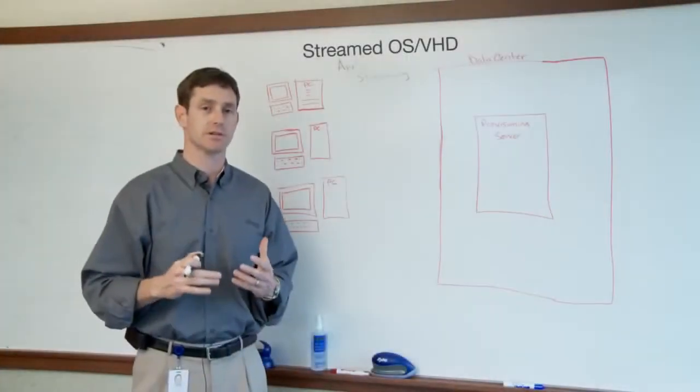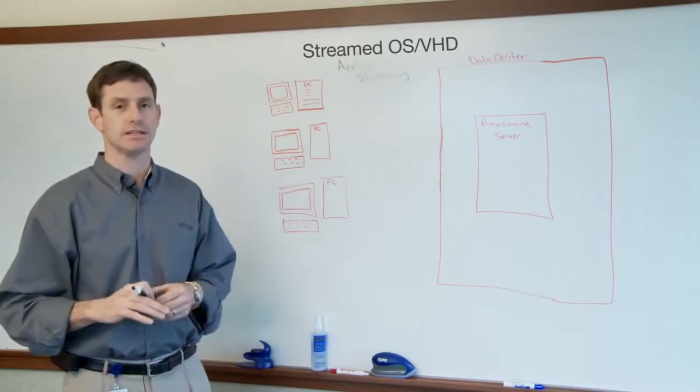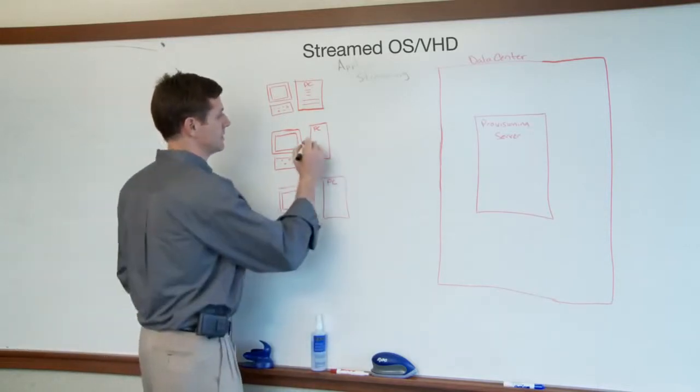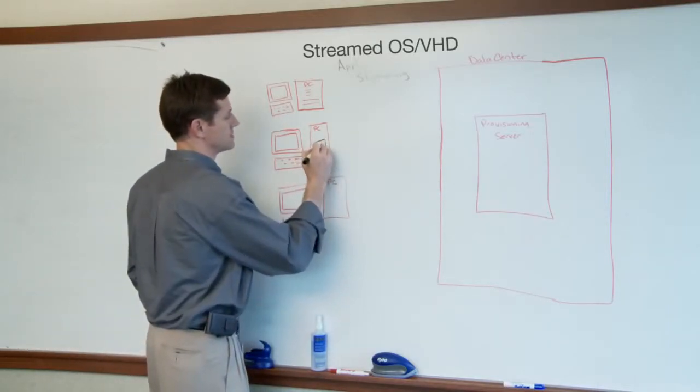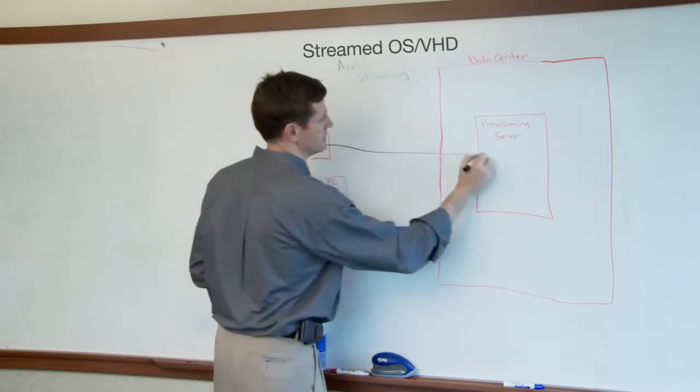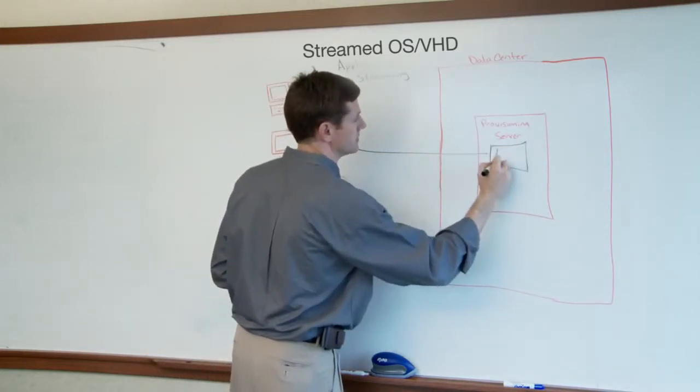Citrix Zen Desktop includes the concept of streaming VHD. What this means is we take a PC and we capture the hard drive from the PC into a virtual disk that lives out on the network.